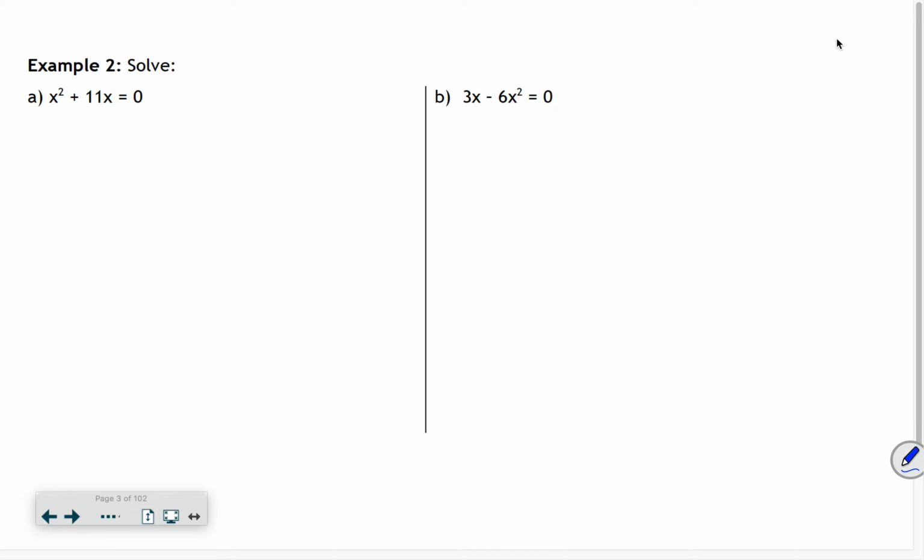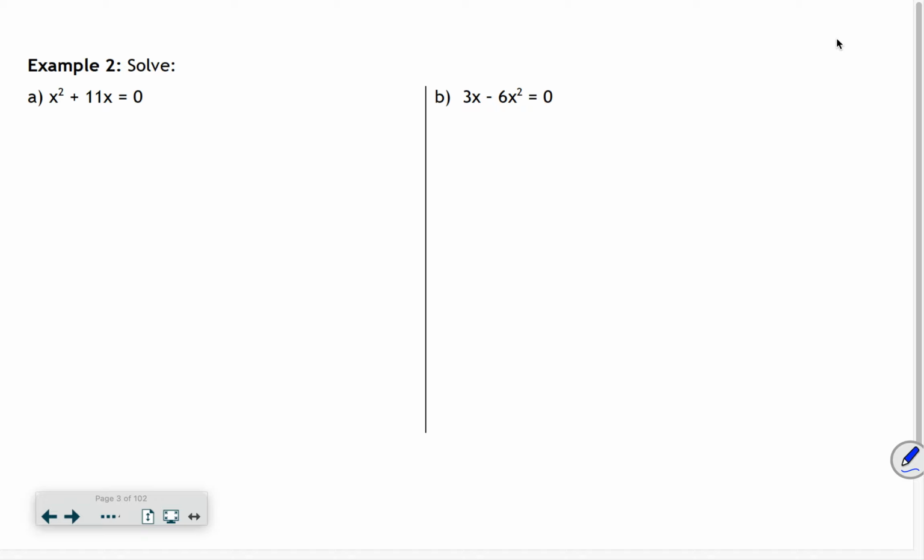Look at factorizing the quadratics now in order to solve them. Anytime we're asked to solve a quadratic equation, we should always look to factorize. You know it's not factorized if there are no brackets in place. When we solve a quadratic equation, we have to make sure that our right hand side is equal to 0. So looking at example 2a, we have x squared plus 11x is equal to 0.